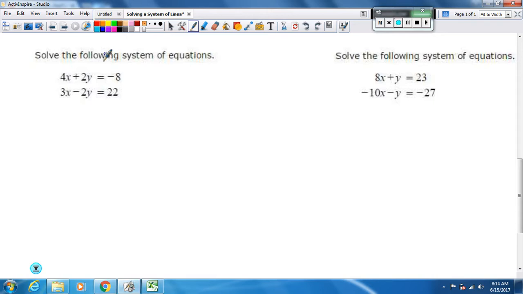Okay, solve the following system of equations. My 4x and 3x don't cancel. My y's do cancel. Positive y, take away 2y, that's 0. So those cancel out. That one's ready to go. So 4 plus 3 is 7x. These cancel, equals negative 8 plus 22. That's like 22 take away 8, which is 14.